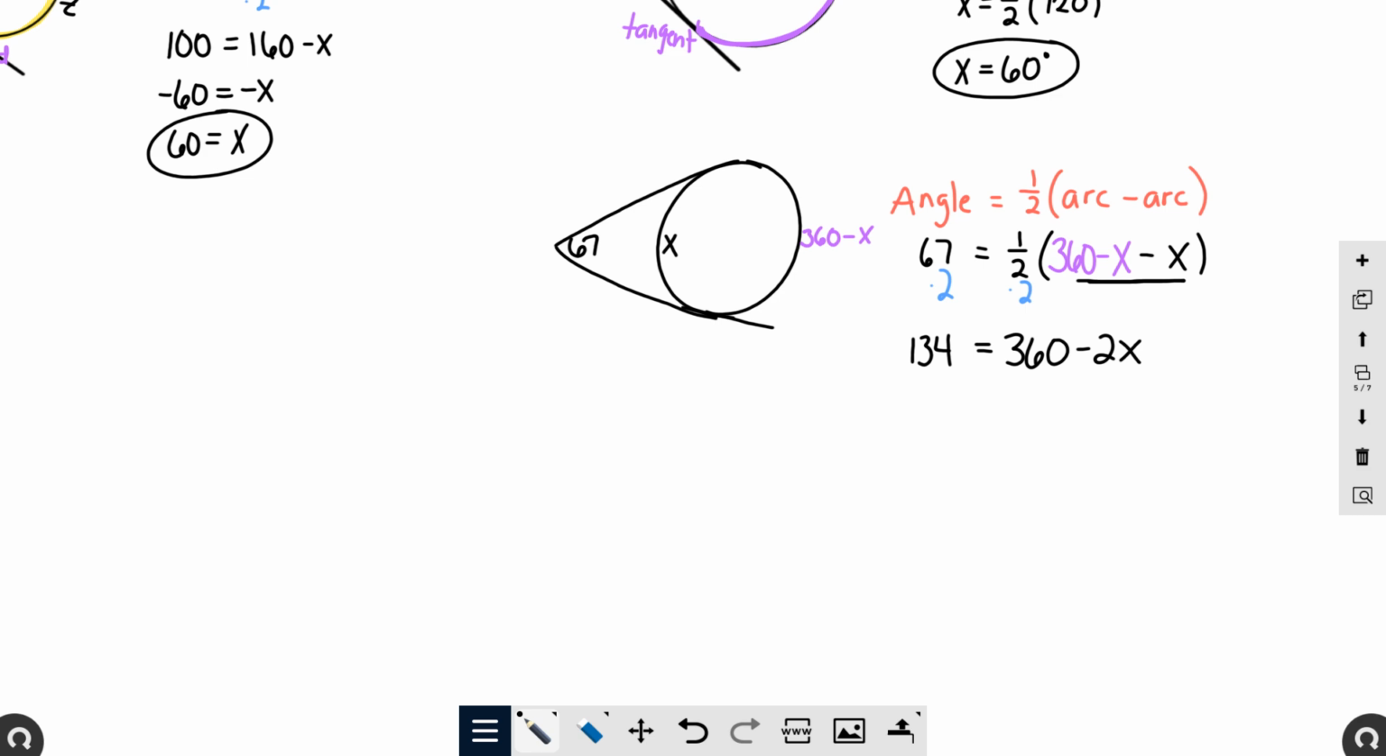And so to solve this, we would minus 360. What's 134 minus 360? 217? Okay. 226. Okay, that sounds better. And then we would divide by -2, and we get, and that would be our x.